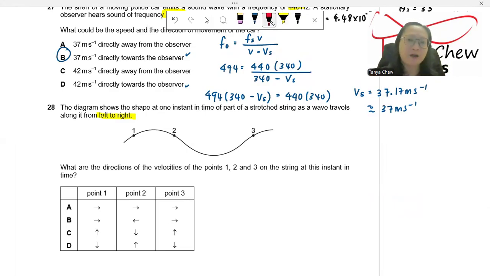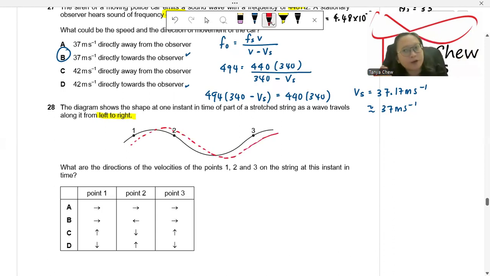Right? Since they have already mentioned that this wave is traveling from left to right, that also means that the wave profile is moving from left to right. So I'm going to draw a new wave profile and see the direction of vibration of points 1, 2, and 3 on the string. I'm going to draw a little bit, okay, as if the wave profile is shifted to the right. Could you see that?